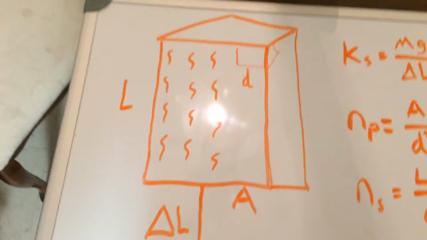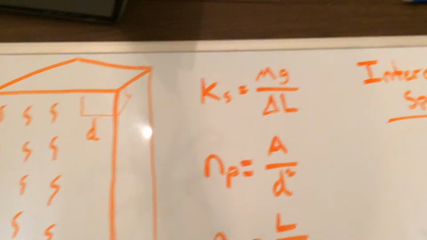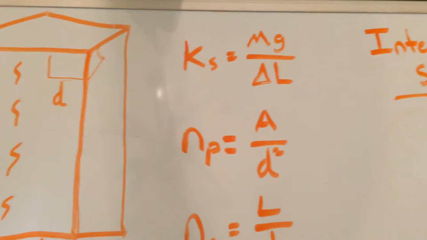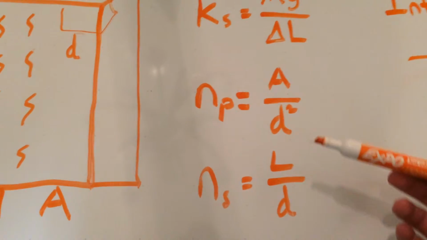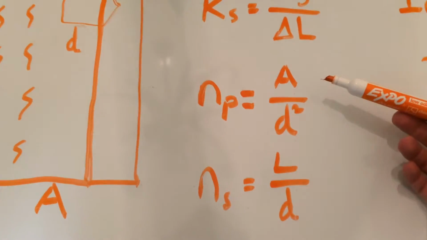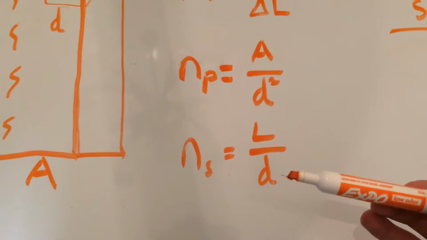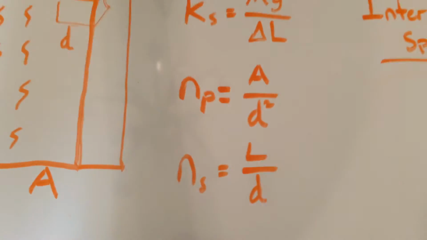So, to find the inner atomic spring constant, we know that the spring constant is equal to mass times gravity over the change in L. And to find the number of springs in parallel, we can take the cross-sectional area divided by the density squared. And to get the number of springs in series, we do the length divided by the density.